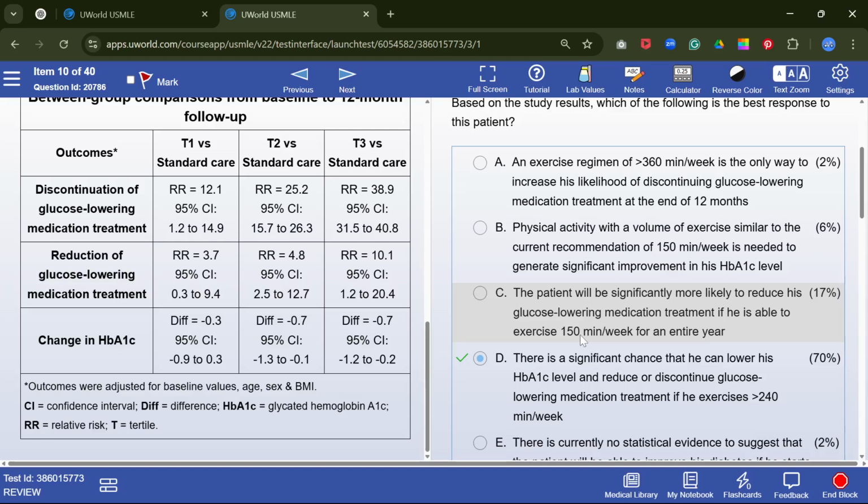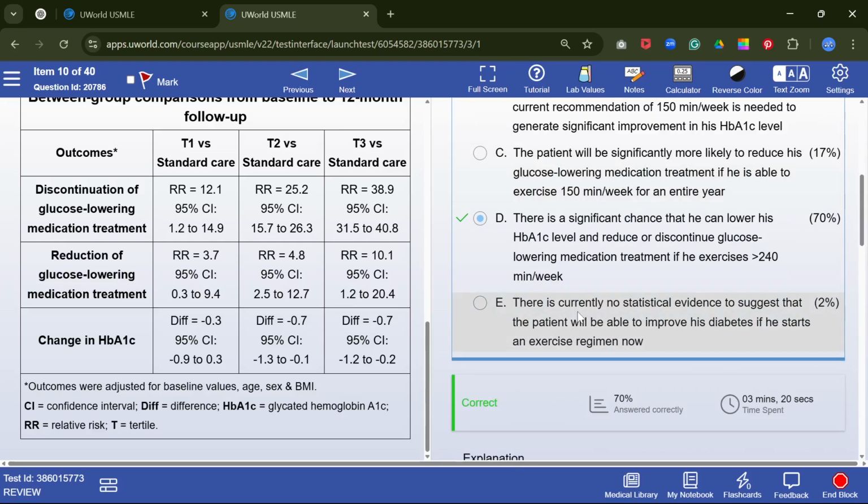And then the last answer, the last E. Oh wait, no, that doesn't even make sense. And then D is there is significant chance that he can lower his A1C and reduce or discontinue lowering medication treatment if he exercises more than 240 per. What was 240? T1, T2 or T3? T2.